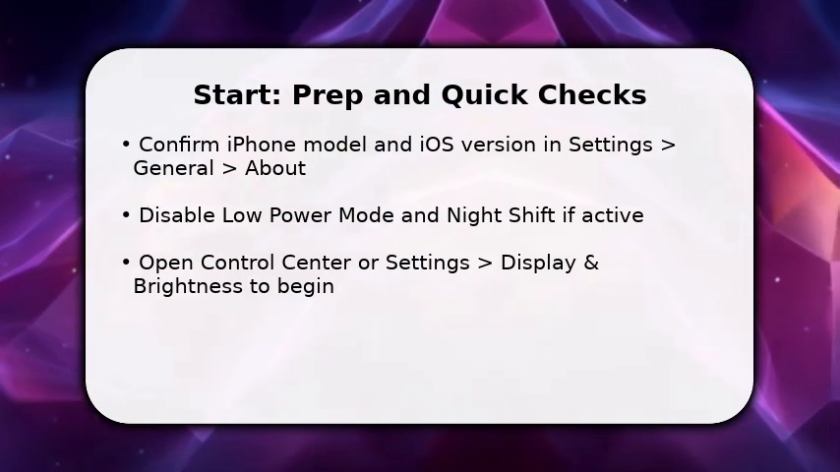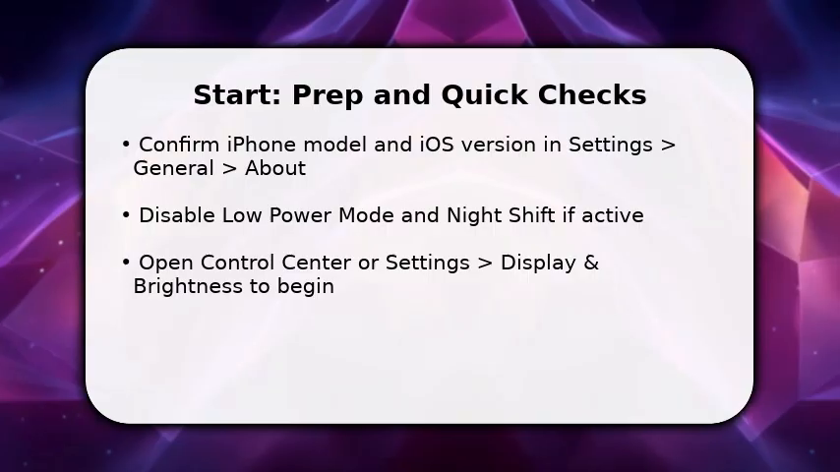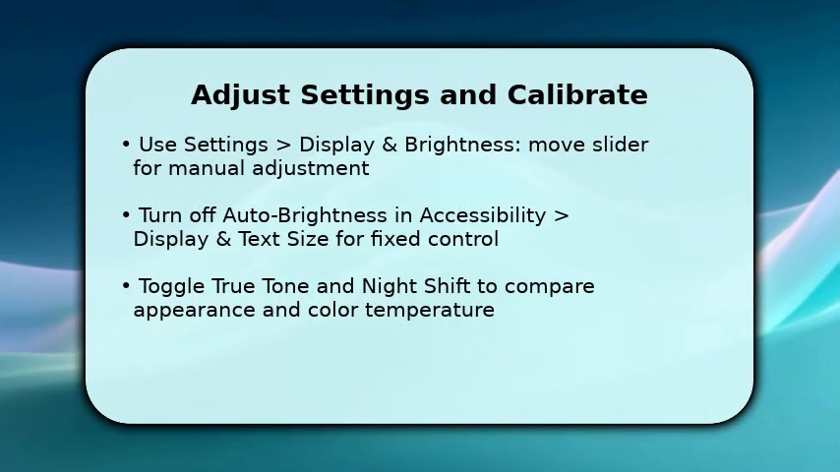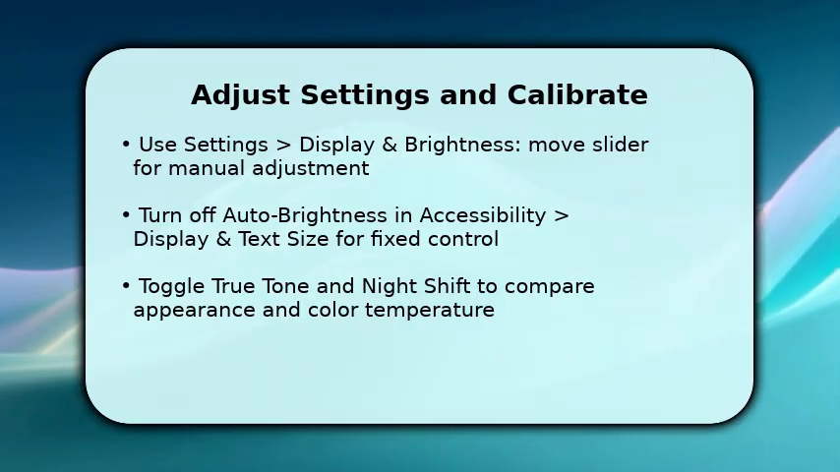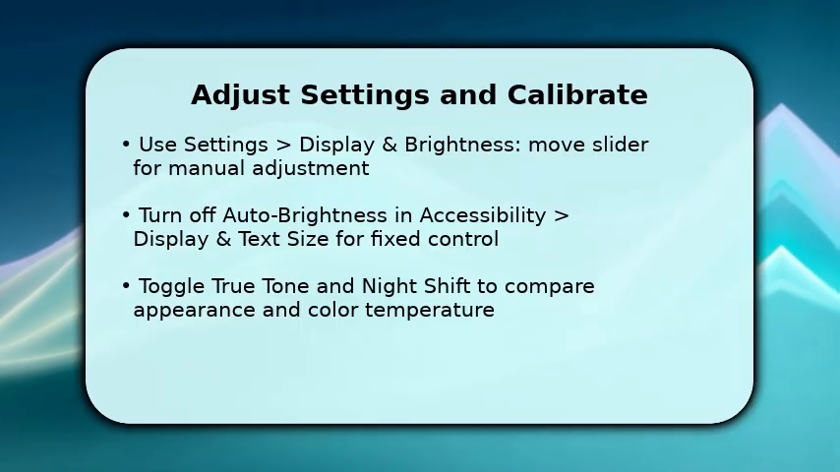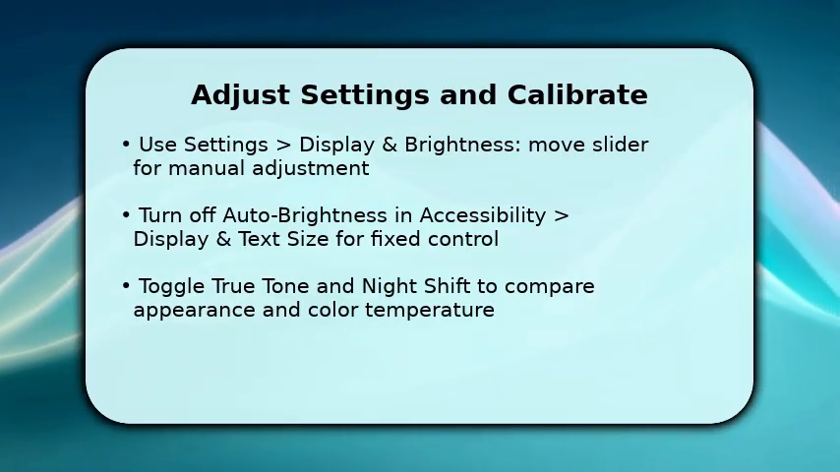Drag the brightness slider to a comfortable level and observe how apps and images respond. Then, go to Accessibility Display and Text Size and disable Auto Brightness if you want consistent manual control. This prevents automatic dips in bright sunlight or dim rooms.